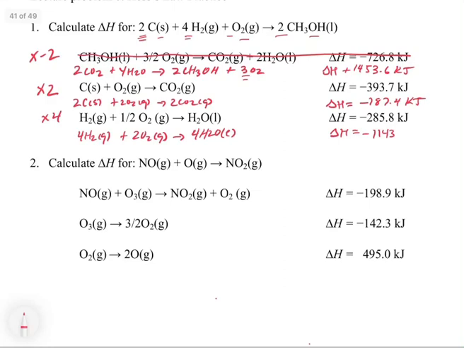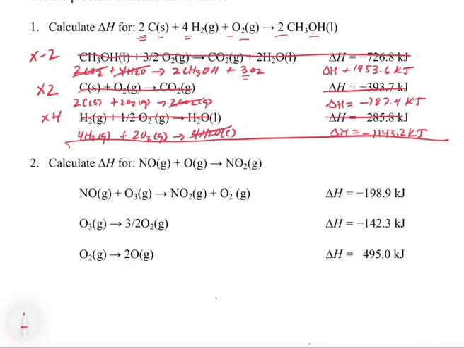And now my delta H for this one is going to equal -1143.2 kilojoules. And you can obviously cross these out. I just forgot to do that. So now let's check to make sure that everything cancels and we get everything right. So our carbon dioxide is going to cancel. That's going to go away. Our waters are going to go away because we've got some waters on the left and we've got some waters on the right.